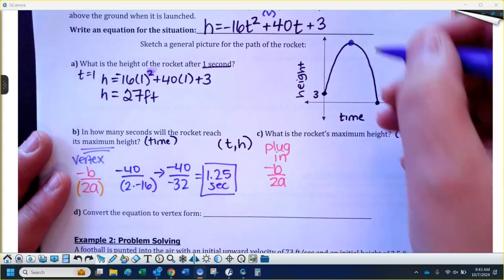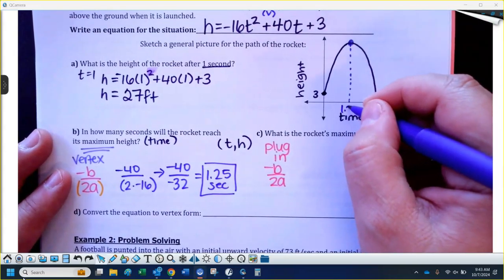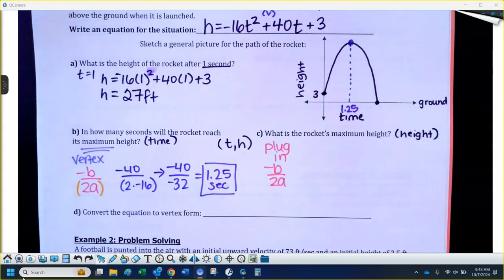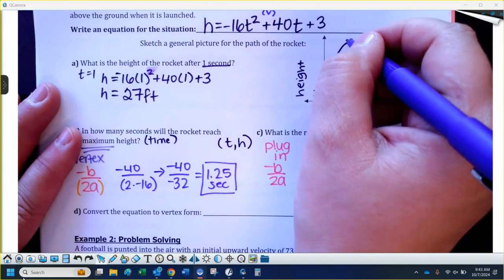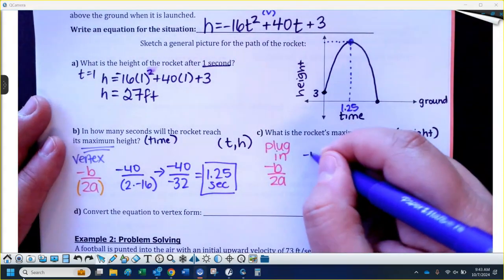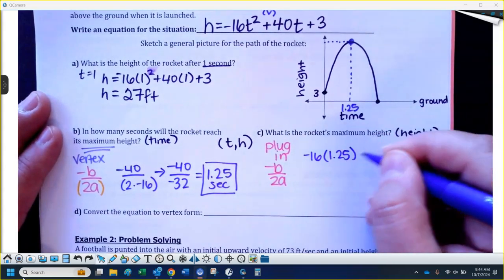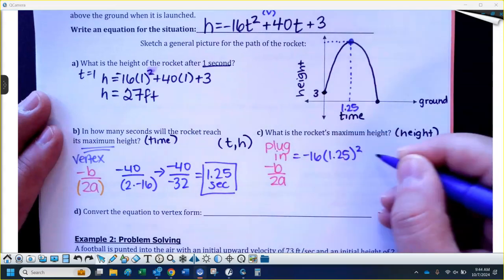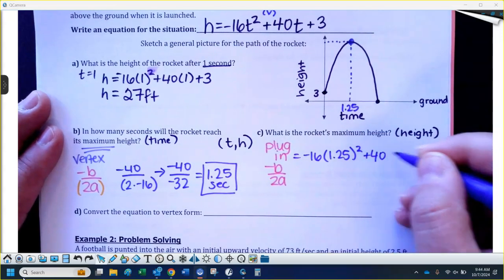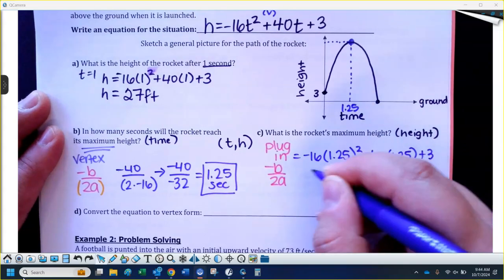If you wanted to, I'm just going to come over to my graph here. So I know 1.25 seconds would be the x value there. And then to get that height, we just have to plug that in. So everywhere I see a t for the time, I know the time is 1.25 seconds. Just don't forget the squared here. And then plus our velocity was 40 times that time, 1.25. And then we're going to add 3 to that.